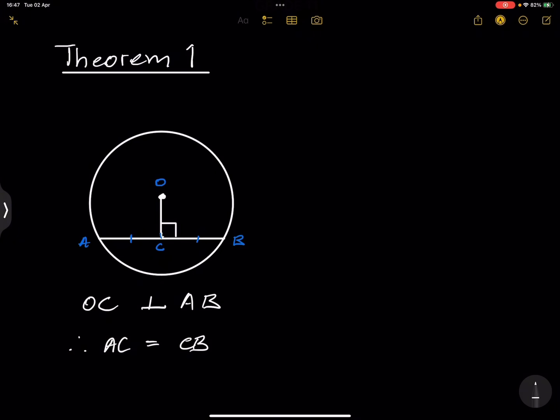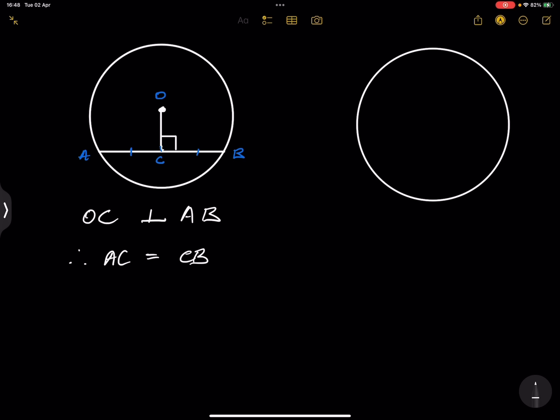Now note that theorem 1 also has a converse, and I'm going to give you an easier way to state that theorem. When you state the reason, in this case, we always say line from center perpendicular to chord. Okay, that's the reason.